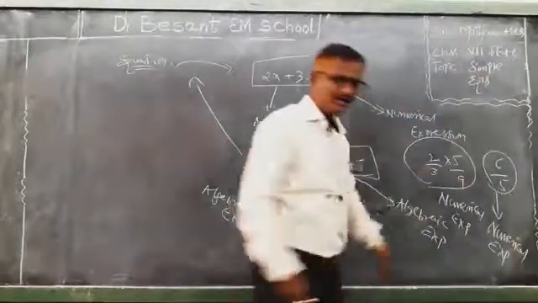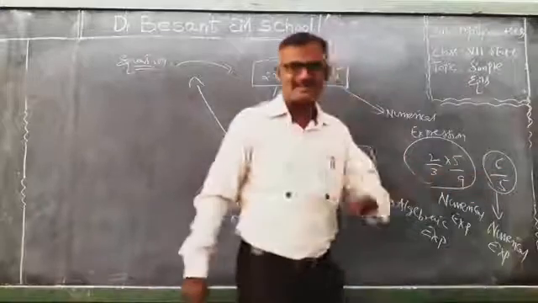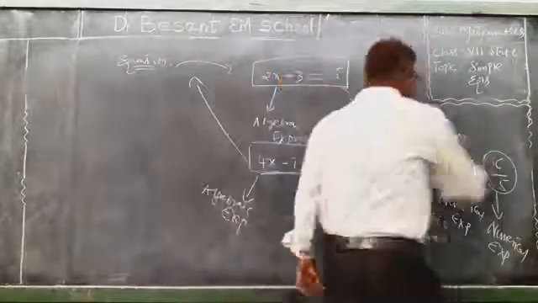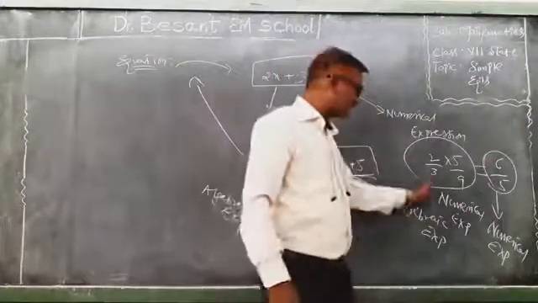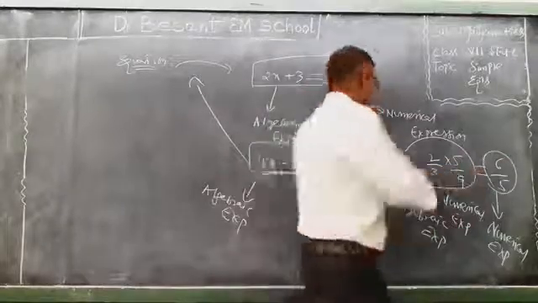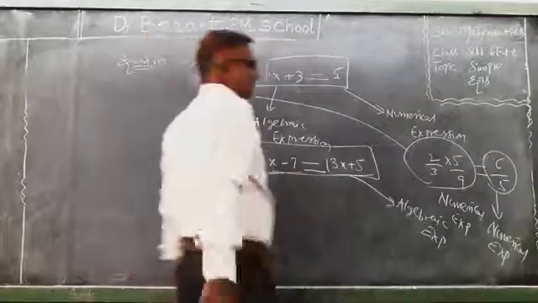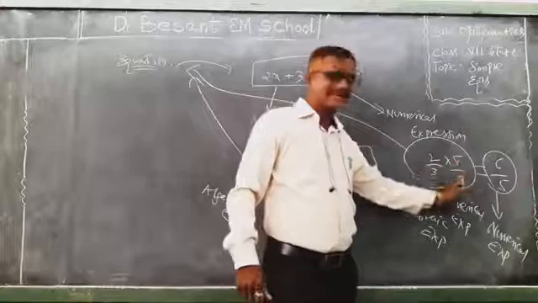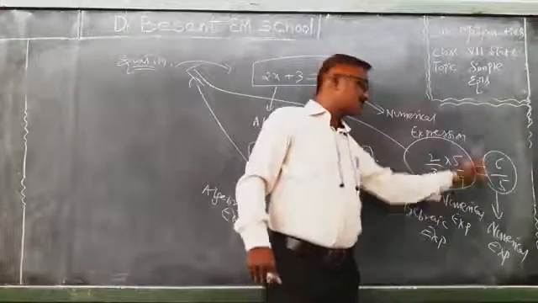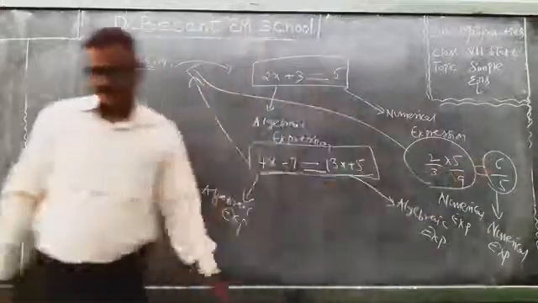In this example, these two numerical expressions are connected with the symbol equality. That is 2 by 3 into 5 by 9 equals 6 by 5. This is also called equation. So once you verify.